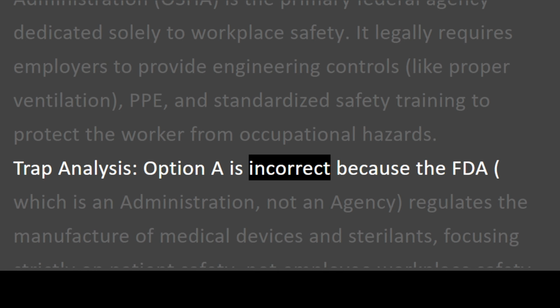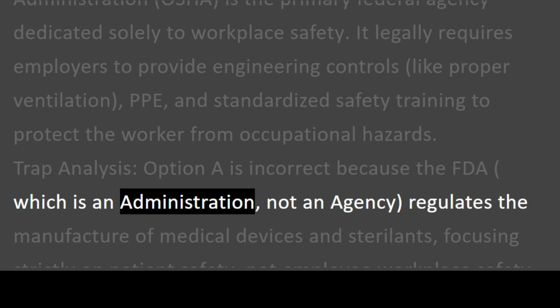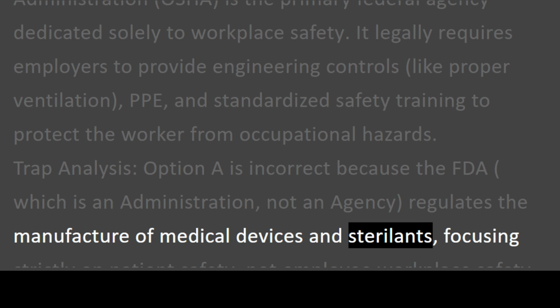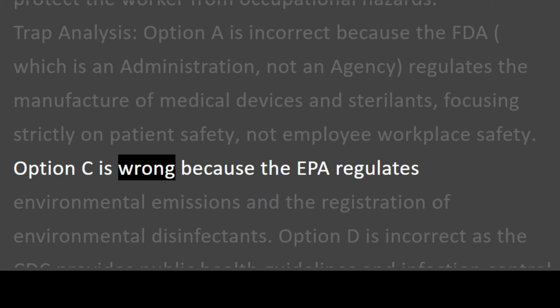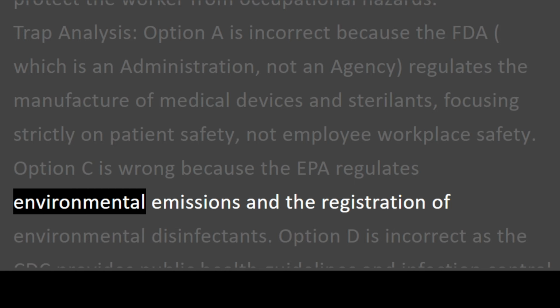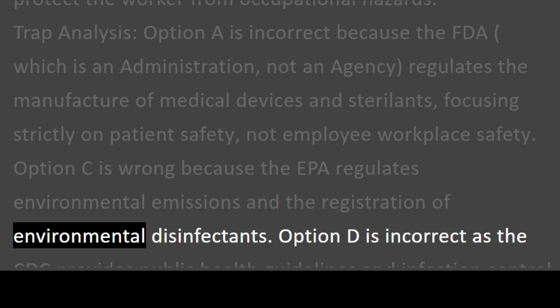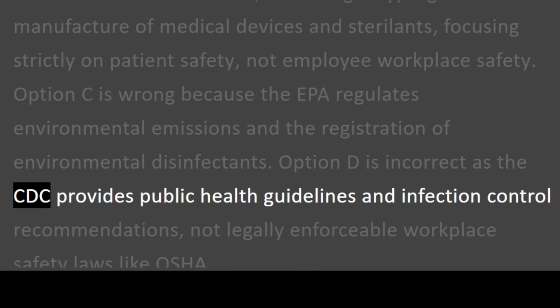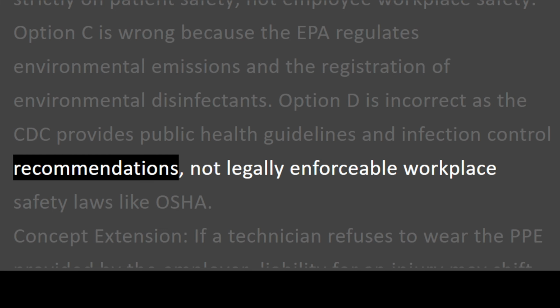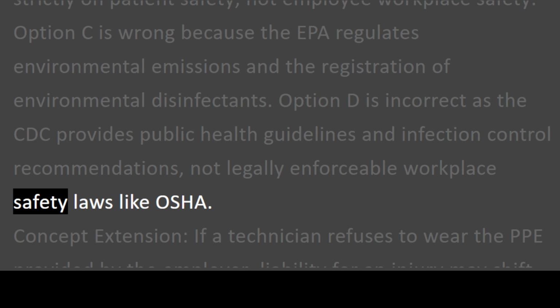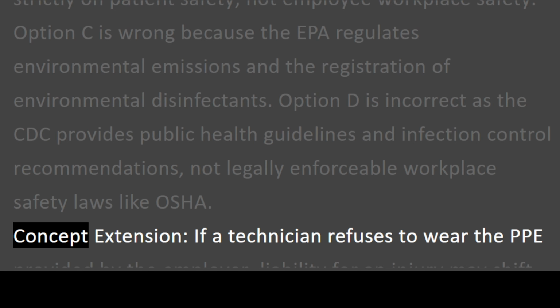Option A is incorrect because the FDA, which is an administration, not an agency, regulates the manufacture of medical devices and sterilants, focusing strictly on patient safety, not employee workplace safety. Option C is wrong because the EPA regulates environmental emissions and the registration of environmental disinfectants. Option D is incorrect as the CDC provides public health guidelines and infection control recommendations, not legally enforceable workplace safety laws like OSHA. Concept extension.